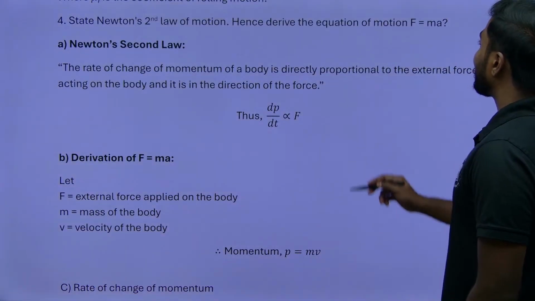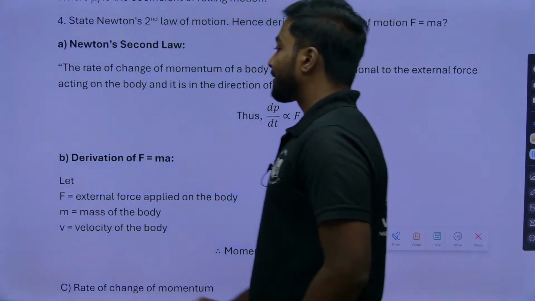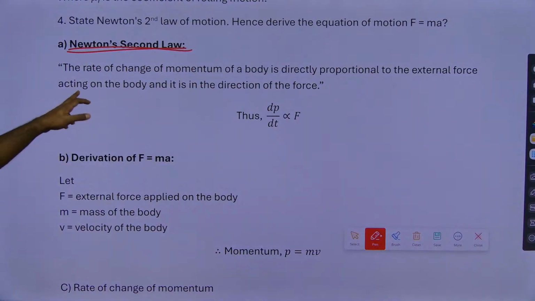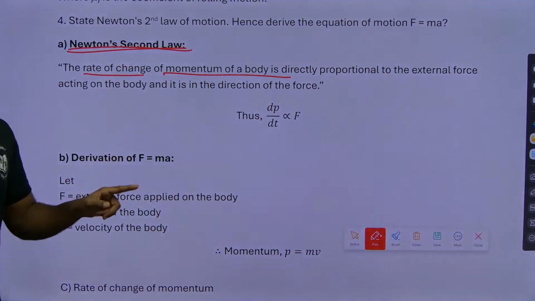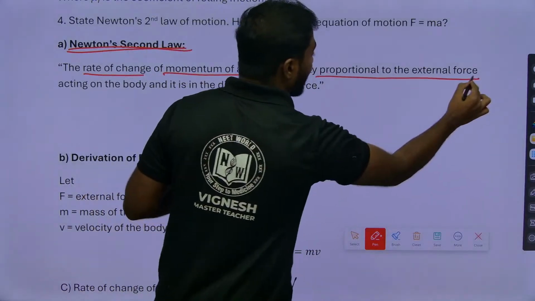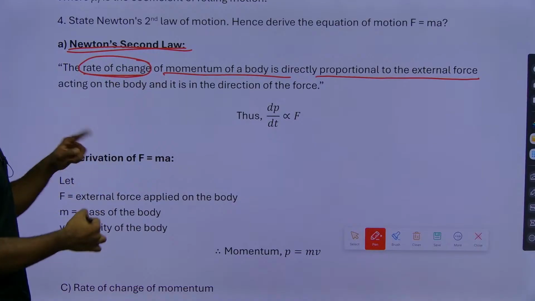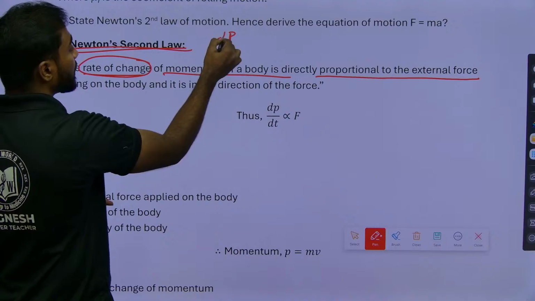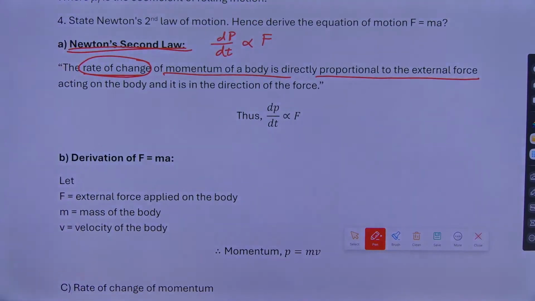So hence derive the equation of F equals ma. Newton's second law states that the rate of change of momentum of a body is directly proportional to the external force. What is the meaning of this rate of change of momentum? Momentum is P, so dP by dt is directly proportional to F.